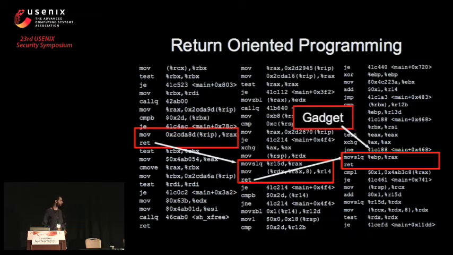I'm going to call a short sequence of instructions a gadget, a little bit of terminology. So what a return-oriented programming attack does is chain together a bunch of short gadgets, each of which does one useful piece of computation, in order to perform some larger computation that makes up a full ROP attack.